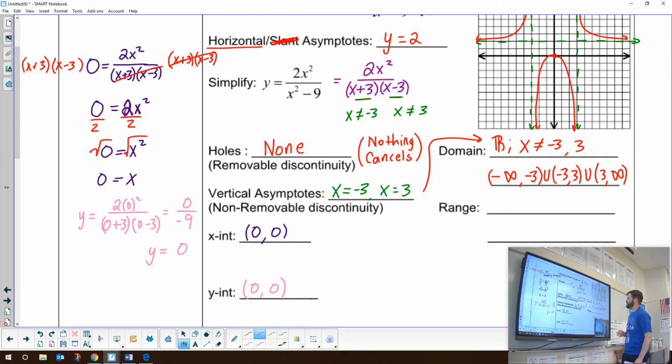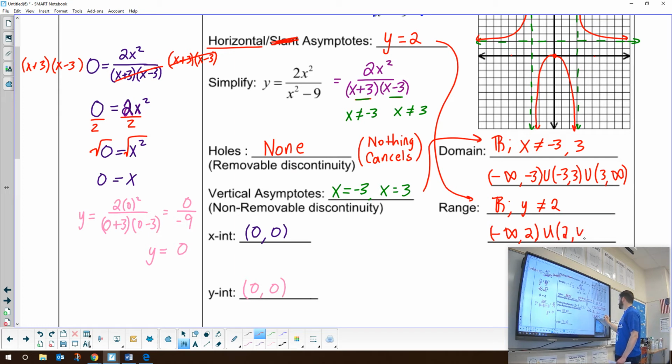Okay. Now my range. My range is going to correspond with my horizontal or slant asymptotes. My range is we're going to have a horizontal asymptote at y equals 2. So we're going to go all real numbers except y can't equal 2. So we're going to go negative infinity to 2, union 2 to positive infinity. Okay?